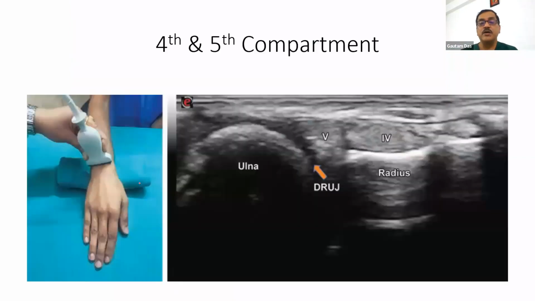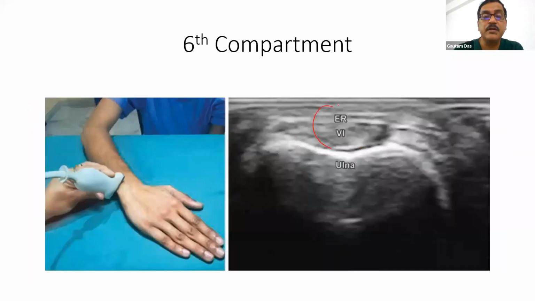Fourth and fifth compartment: the fourth, as already told, has the extensor digitorum communis and extensor indicis. So in the fourth compartment, we'll be having five tendons: four tendons of the extensor digitorum, and one tendon of the extensor indicis. In the fifth, we are having one tendon, that is your extensor digiti minimi. And in the sixth, we are having the extensor carpi ulnaris. So we will see all of this.